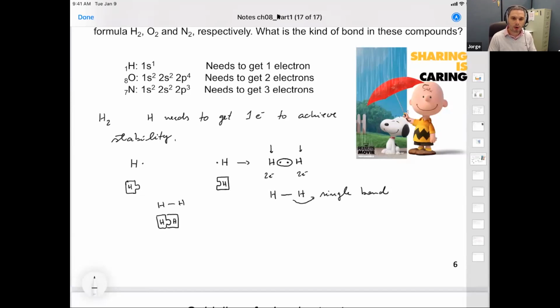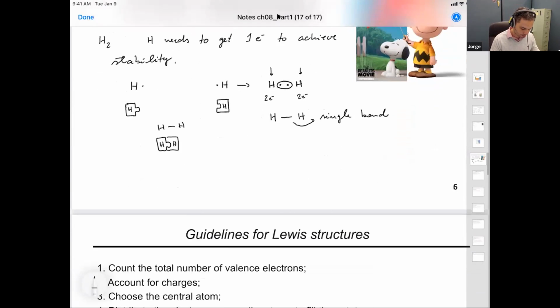So let's talk more about the Lewis notation. And let's give you some examples, and then we will move on to more complex structures.